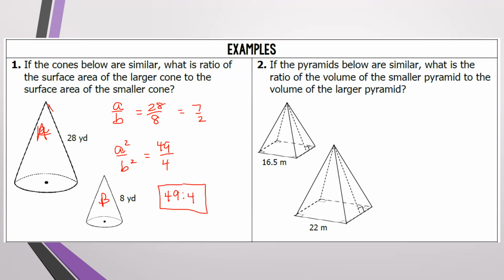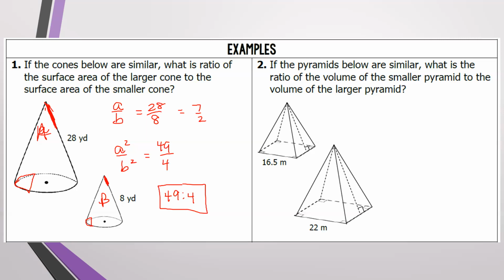So what does this mean, really? What this means is that for every 7 yards on this cone, there are 2 yards here. And for the surface area, for every 49 square yards, there are 4 square yards on the smaller one.